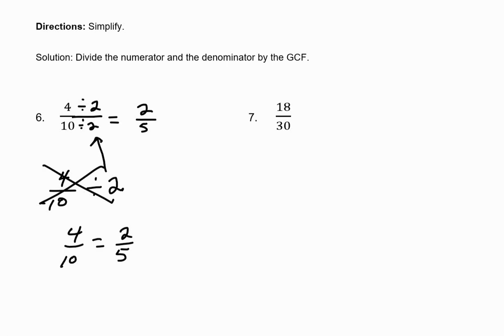Okay, the biggest number that goes into 18 and 30 is 6. So you're going to divide the numerator and the denominator by 6. 18 divided by 6 is 3. 30 divided by 6 is 5. So your answer is 3/5. Now, if you happen to divide both of these by 2 first and get 9/15 and then realized, oh, I can still simplify that, both of those are divisible by 3, and then divided and got 3/5, there's nothing wrong with doing it that way either.